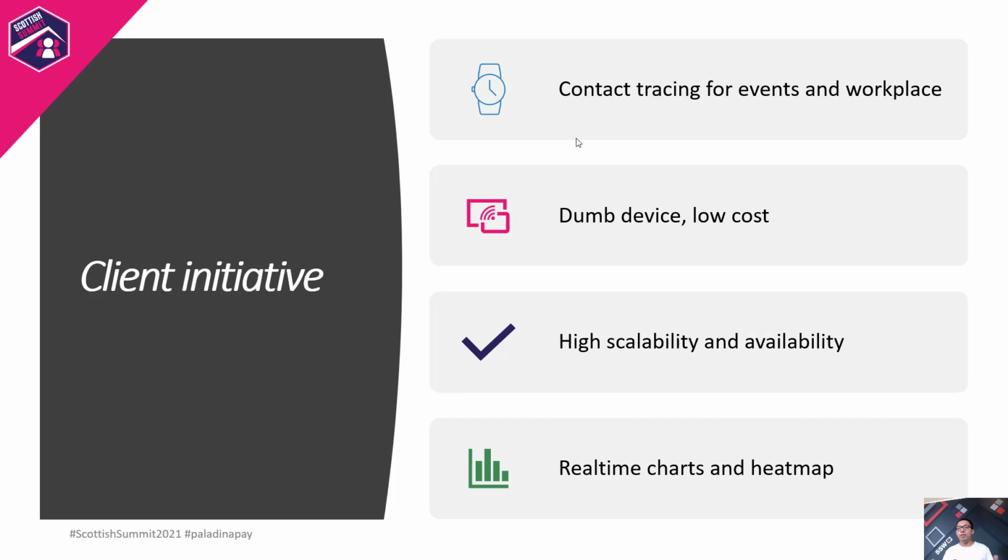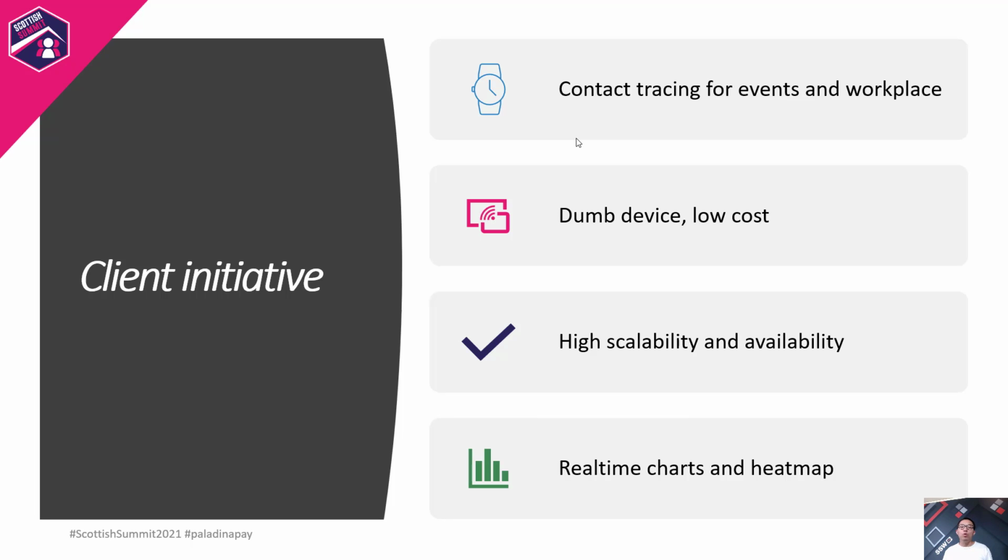If we put the initiatives into some bullet points, we can see that contact tracing would be needed for events and workplaces. From the commercial perspective, of course, we want the device to be low cost, so we need a dumb device. But the dumb device should be able to send data to the cloud for us to analyze, so that we will know the contact tracing history of the people who have been on the site. And as with most other IoT solutions, it needs to be able to scale, and it needs to be available. You need to have the elasticity.